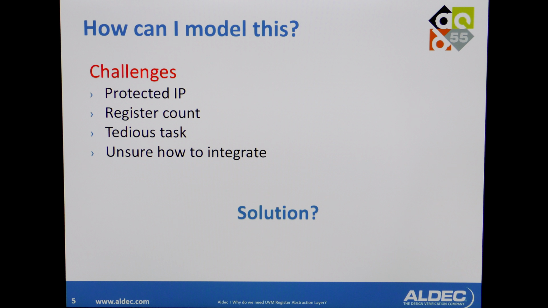So how can we model this? There are a few challenges when it comes to modeling a register abstraction layer. For example, if there is protected IP that you'll be using, there can be issues being able to realistically design those registers. When you're doing these different designs, you can also have multiple modules, which will increase the register count up to thousands, and therefore it would become a very tedious task to try to write register models for each single register. And then there could be the last issue, which is you might be unsure how to integrate it and be able to use it in your UVM environment.